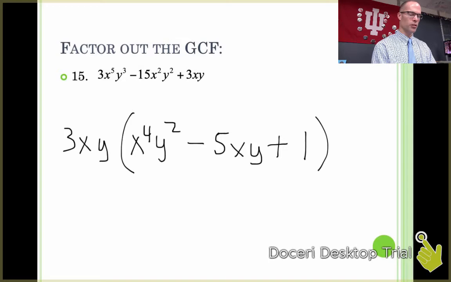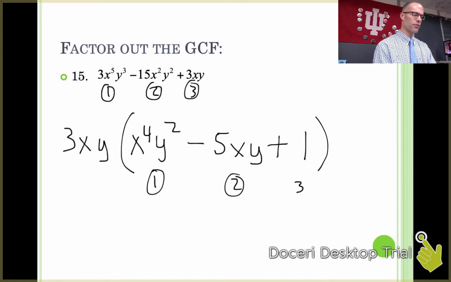Now that's where you got to make sure. A lot of students forget to put that plus 1 there. How many terms did we start off with? This was 1, 2, we have 3 terms. So this is a trinomial. So when I factor, I still need to make sure I have 3 terms for my final expression. So that's another way to check it.